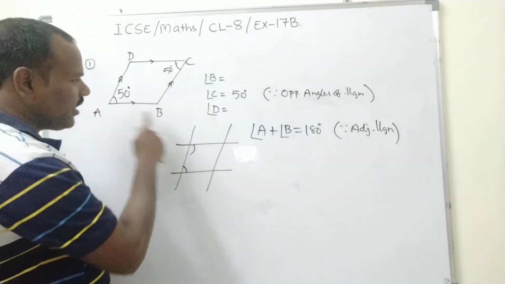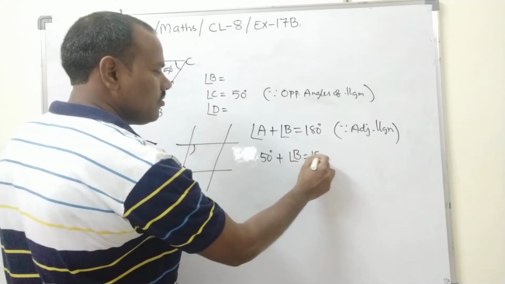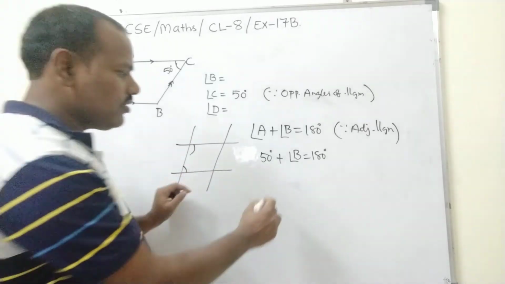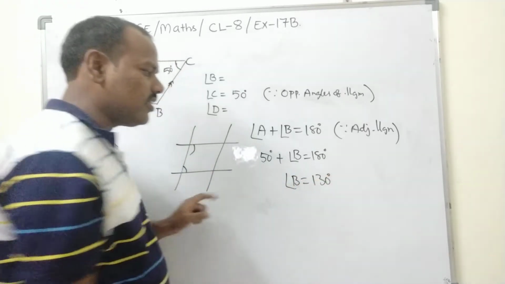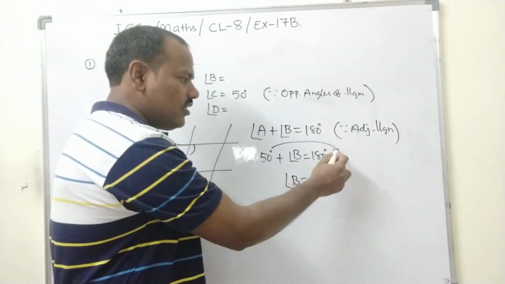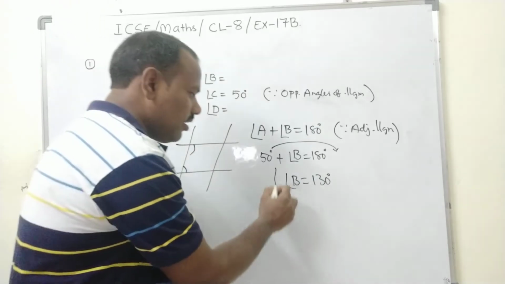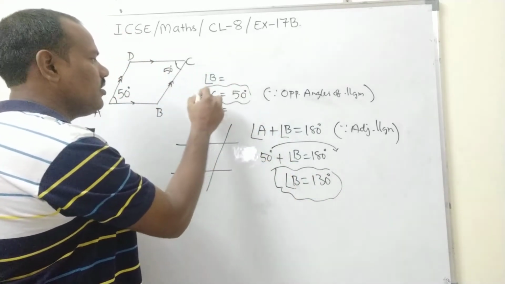So angle A is already given, 50 degrees. Angle B we don't know. So we have to substitute angle A value 50 degrees. So angle B is equal to 180 minus 50, that is equal to 130 degrees. 50 you transpose to the right side and subtract from 180, you will get 130 degrees. Angle B is equal to 130 degrees, and angle C also we got it.